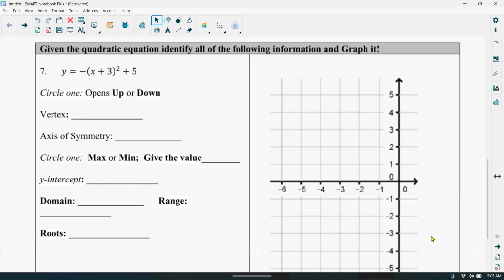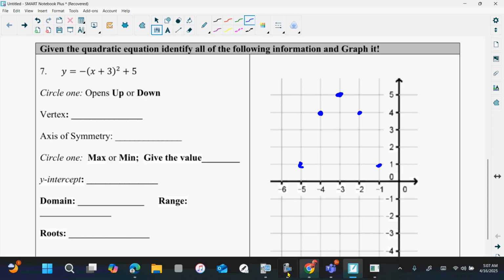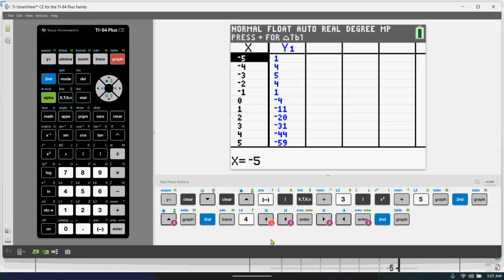So you can use your table, second graph, to help you graph the points on this grid here. So we're gonna start off with our vertex, -3, 5, put a point there. Then I believe we had a point at -2, 4, and at -4, 4. And then it was here. And then the y-intercept is, I believe, I think it's at -4. Let me double check. Yeah, -4. Okay.